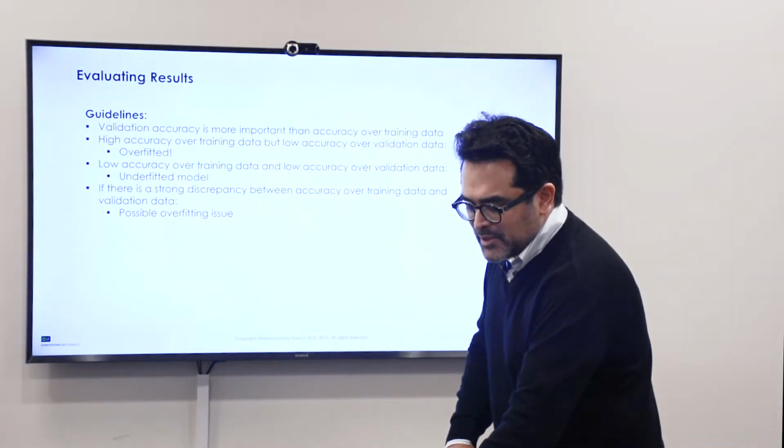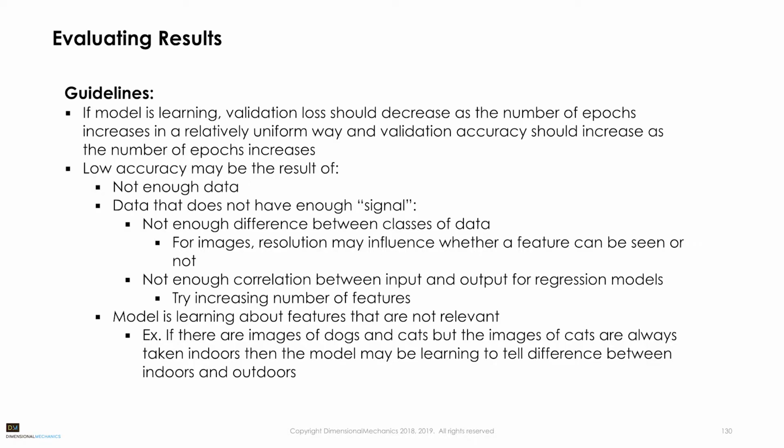But I'm going to go into a lot more detail with this. So if the model is learning, then obviously the validation loss should decrease with the number of epochs. And the decrease should be relatively uniform. If it's a very random kind of jump, that means there's an issue: it's not really learning that efficiently. And sometimes people will say, hey, for this particular epoch I managed to get high accuracy. That doesn't necessarily say it's a good model, because if it's jumping all over the place, that means it's not really converging.